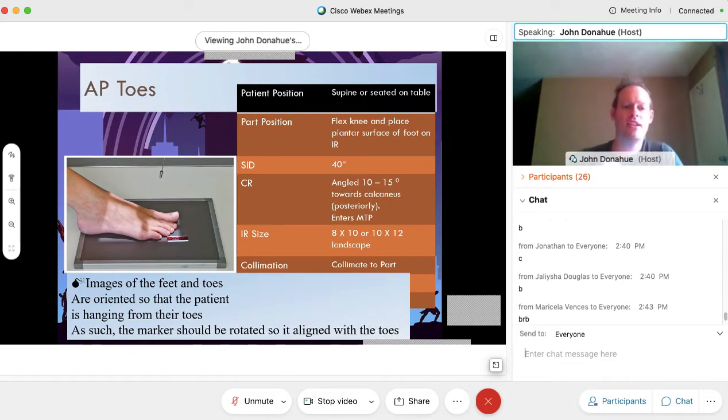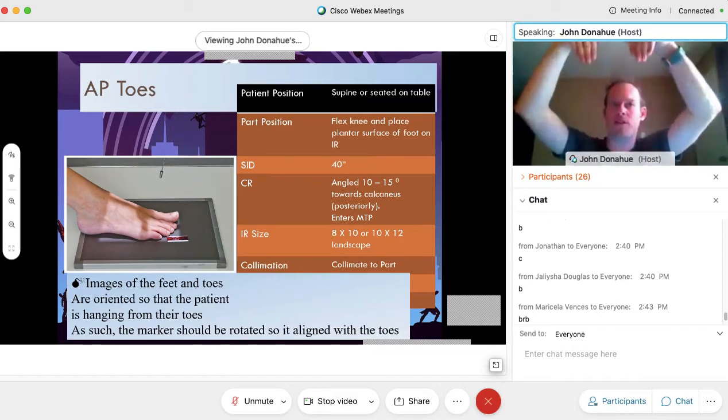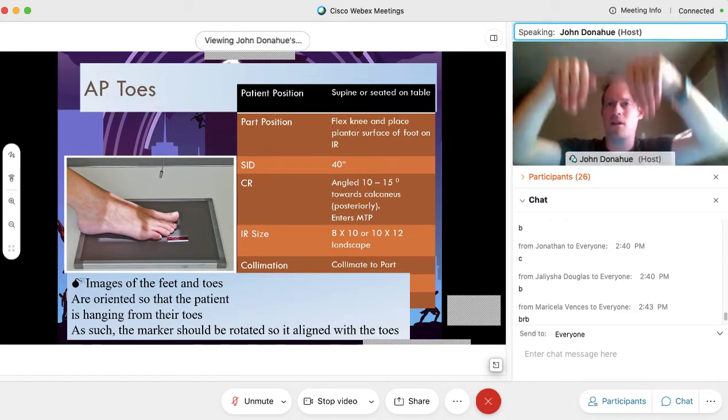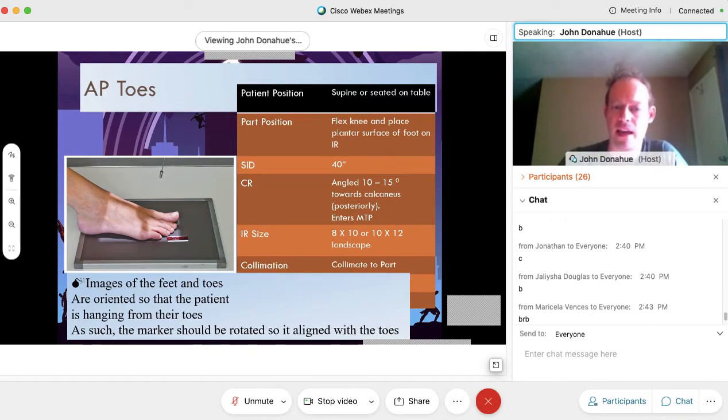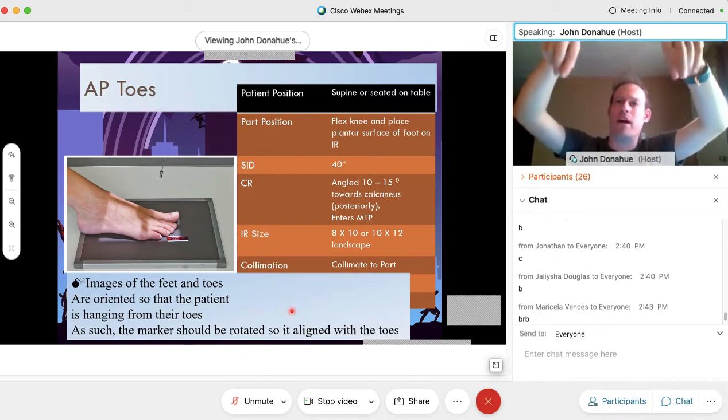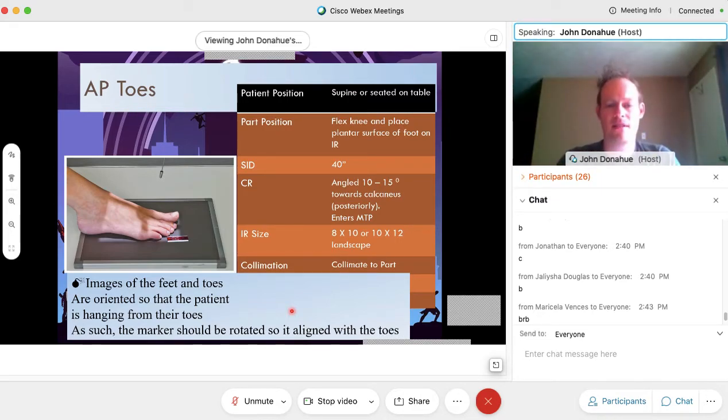Now, as far as the orientation, we always want to hang the toes up so that the toes are pointed towards the top of the film. Same for feet. We don't hang them with the toes pointed downwards. We always want the toes up towards the top of the film. We're hanging that film. The way it's worded there, as if the patient was hanging from their toes. If you held them up by their toes, for example, same concept.